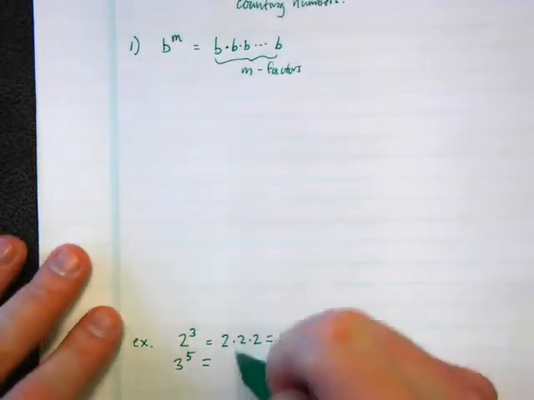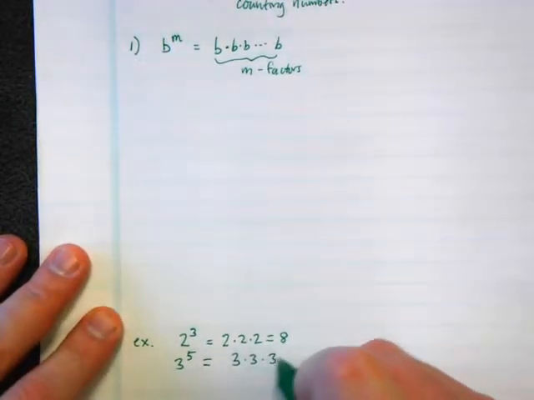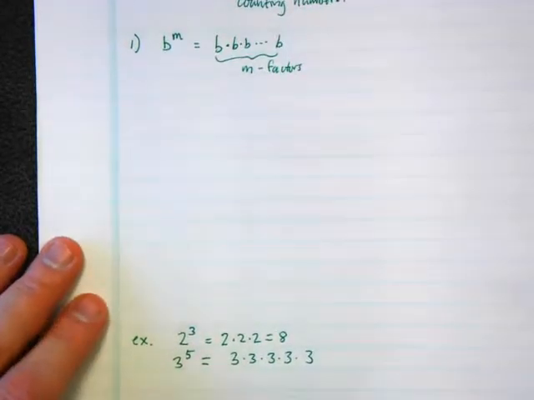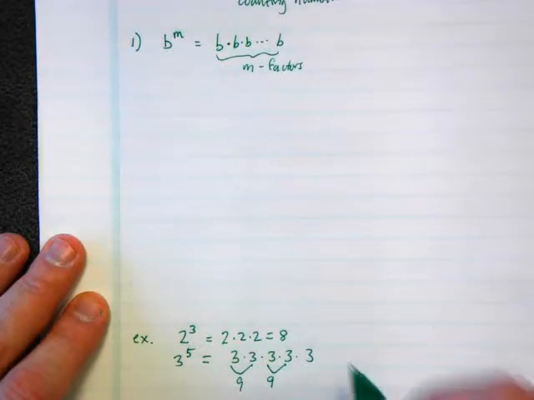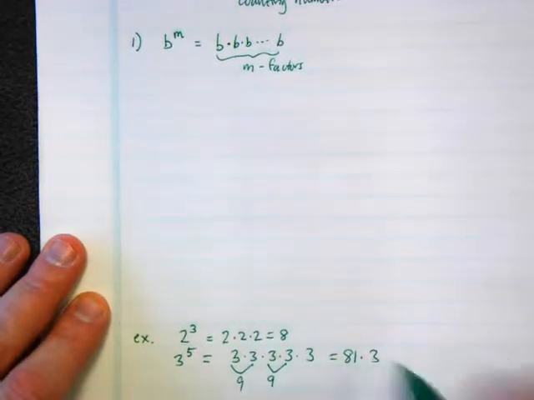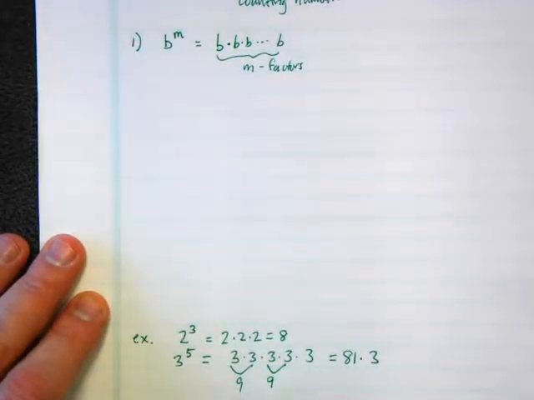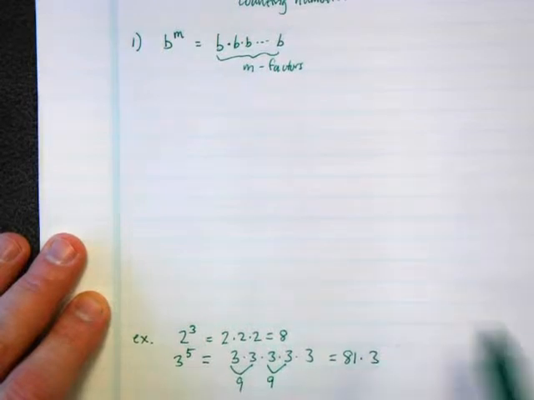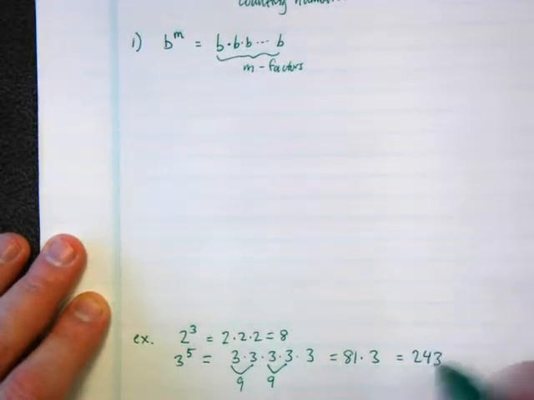Here's the easier way to do this one. This is what it means, right? So what's 3 times 3? 9. And here's another 3 times 3. That's also a 9. What's 9 times 9? 81. So this is 81 times 3, which happens to be, well, what's 3 times 1? 3. What's 3 times 8? 24. So this is 243.